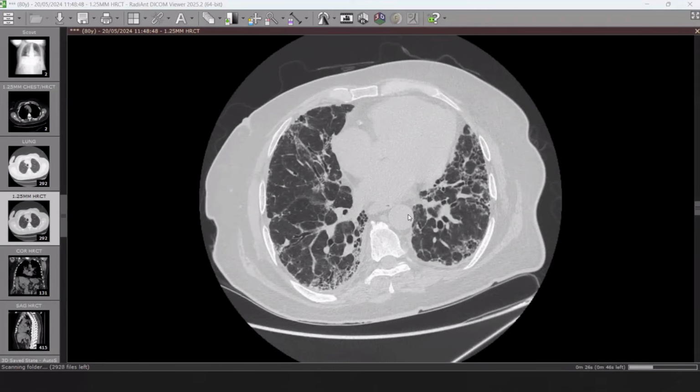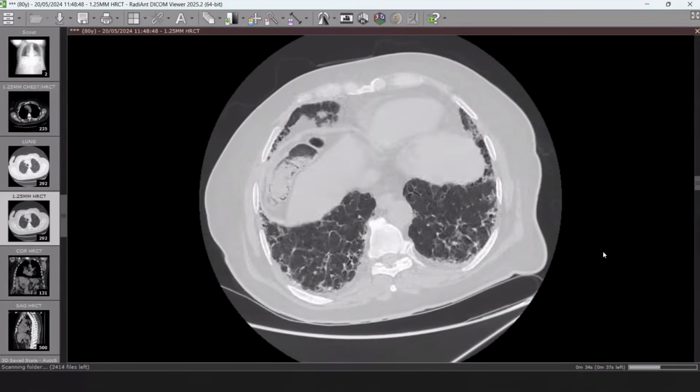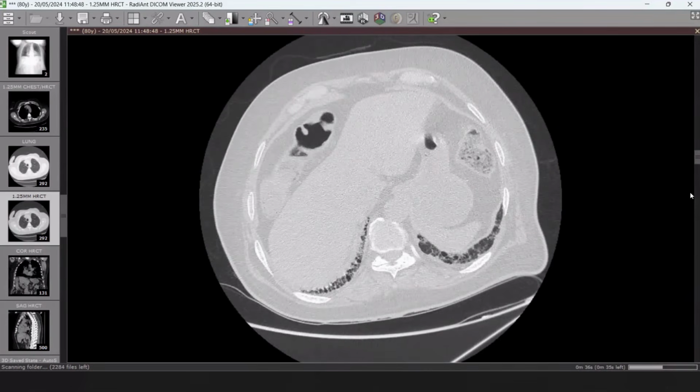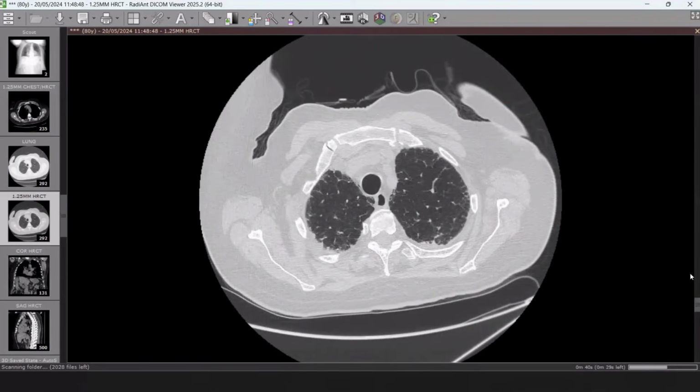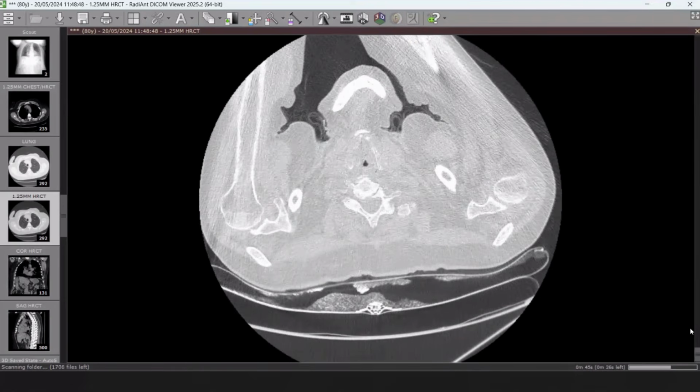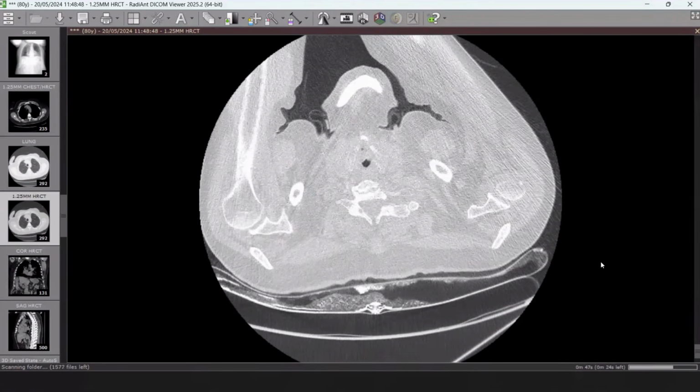This patient came to us complaining of dyspnea and occasionally chest pain. I will scroll from top to bottom first. Okay.